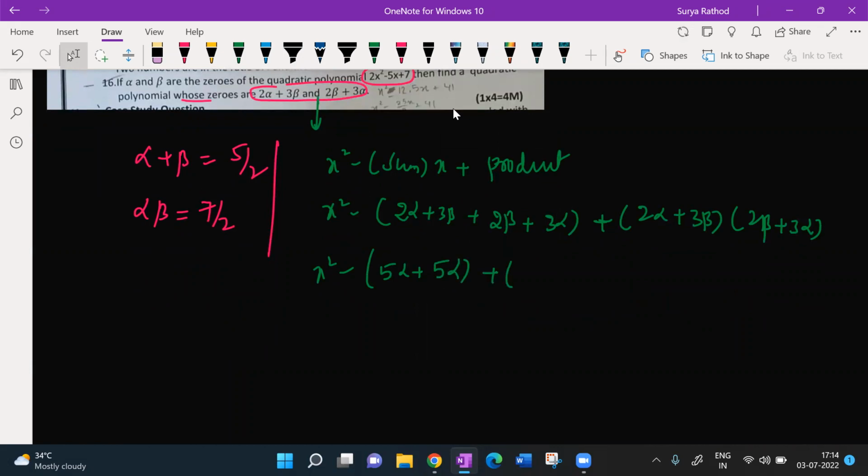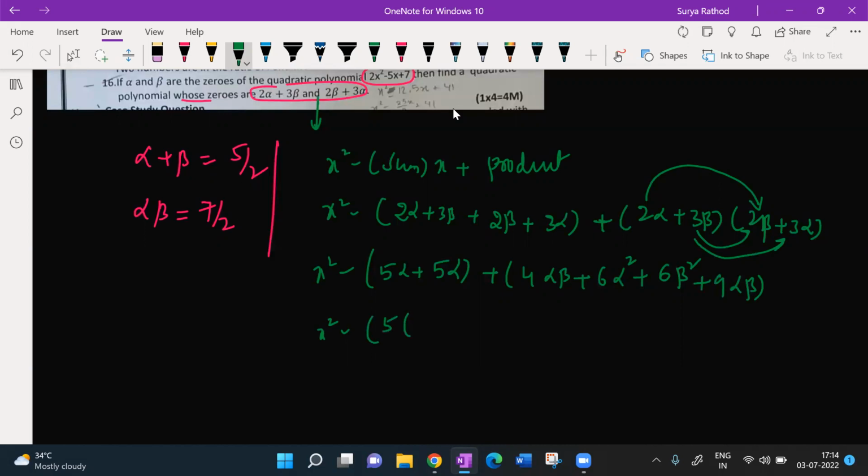Correct? So just multiply this 2 to the 4 alpha beta plus 6 alpha square, plus 3 to the 6 beta square, so plus 9 alpha beta. Okay. So x square minus 5 times of alpha beta.